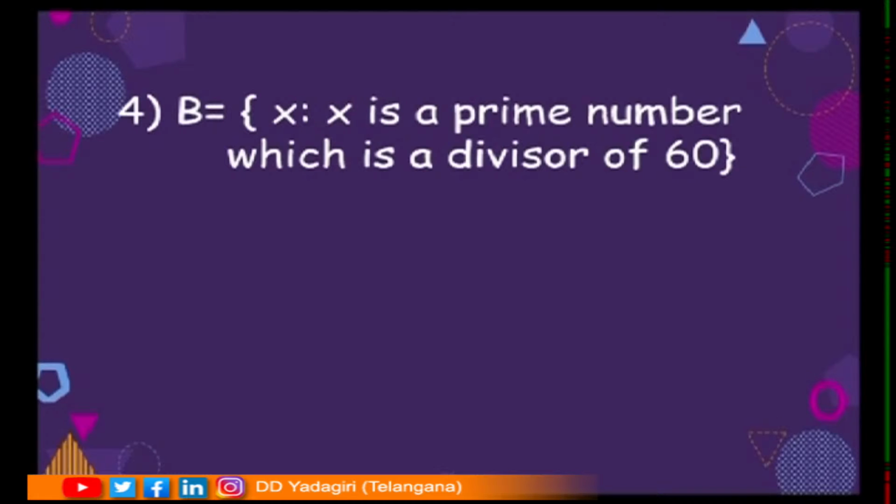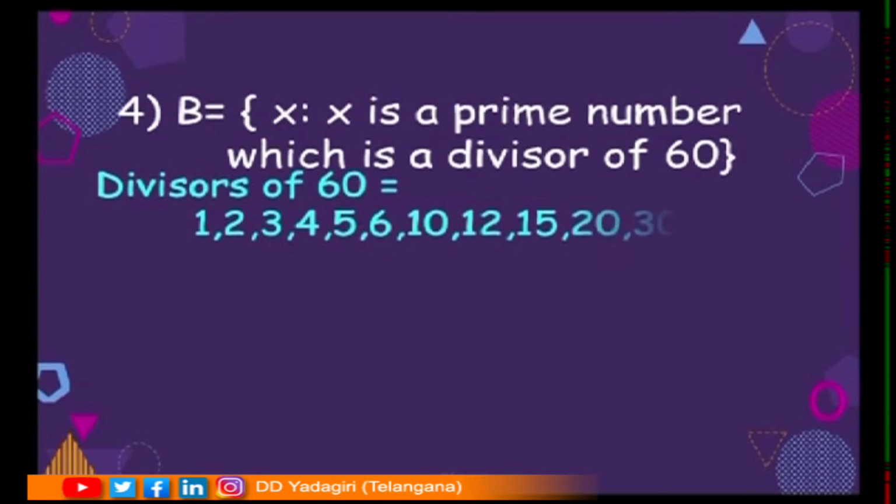Let us take an example: B, which is the set of all x such that x is a prime number which is a divisor of 60. If you understand, the elements of the set B should be prime numbers and also should be divisors of 60. So, let us see what the divisors of 60 are, which means the numbers which divide 60 exactly. They are 1, 2, 3, 4, 5, 6, 10, 12, 15, 20, 30 and 60.